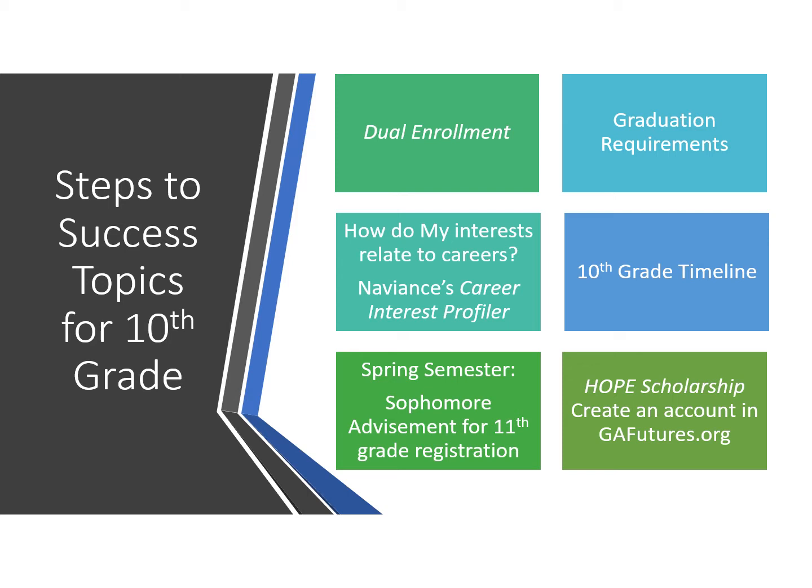These are some topics we're going to be discussing. We're going to talk a little bit about dual enrollment, graduation requirements, how to find out more about your interests and how they relate to careers. We're going to talk a little bit about what things you can do as a 10th grader. We have a handout for you posted in this classroom that you can access in the resources. We're going to talk about the Hope Scholarship, creating an account in Georgia Futures to see where your standing is with the Hope Scholarship. And then in the spring, we'll get together and do some additional advising to help you with selecting classes for the rest of high school when the time comes for registration.